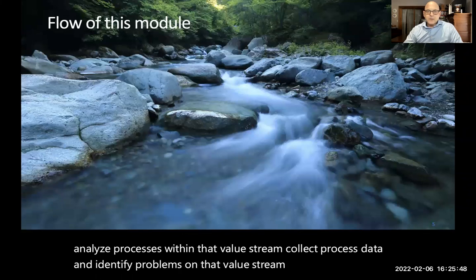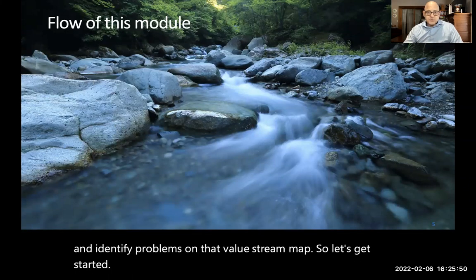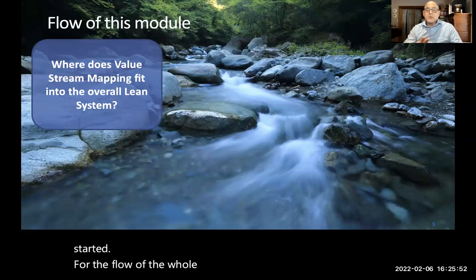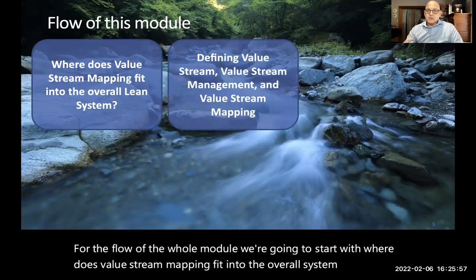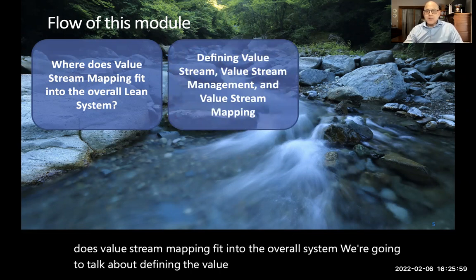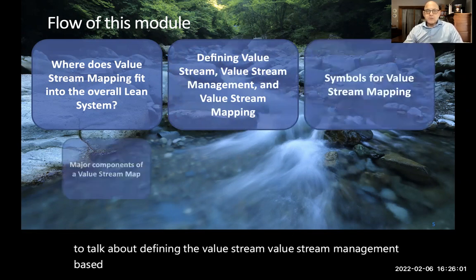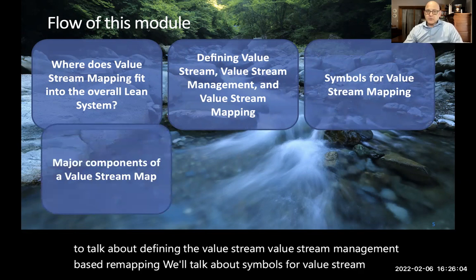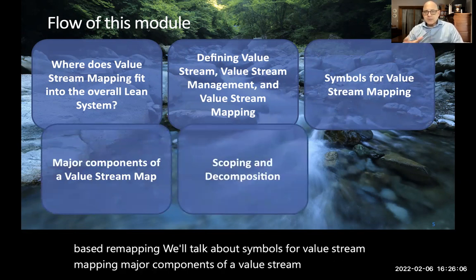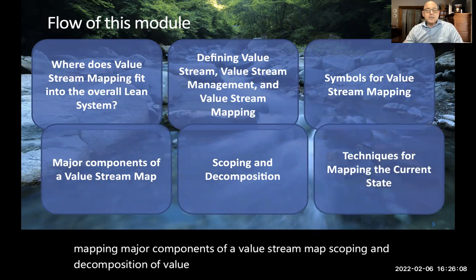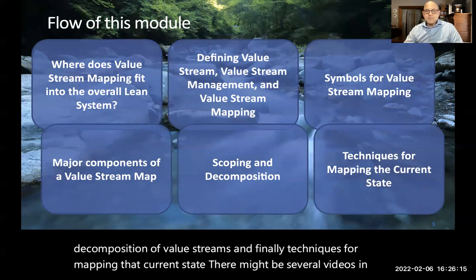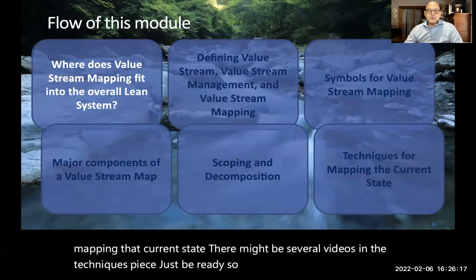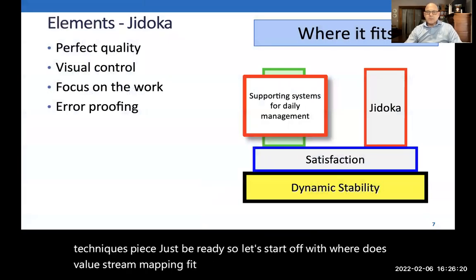So let's get started. For the flow of the whole module, we're going to start with where does value stream mapping fit into the overall system. We're going to talk about defining value stream management and value stream mapping. We'll talk about symbols for value stream mapping, major components of a value stream map, scoping and decomposition of value streams, and finally techniques for mapping that current state. There might be several videos in the techniques piece. Just be ready. So let's start off with where does value stream mapping fit into the overall lean system.